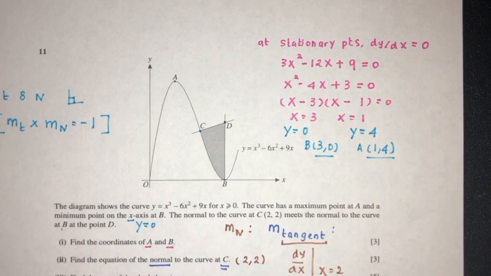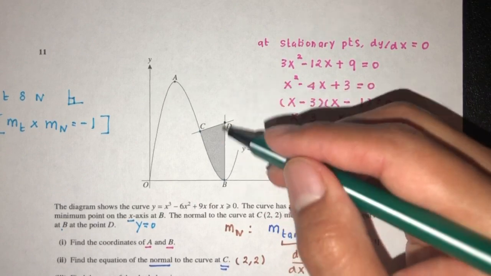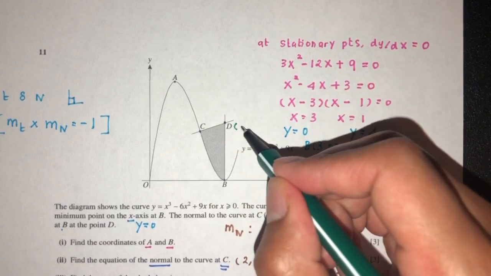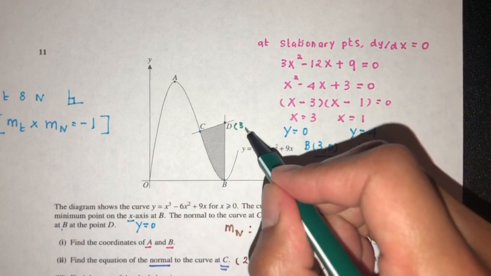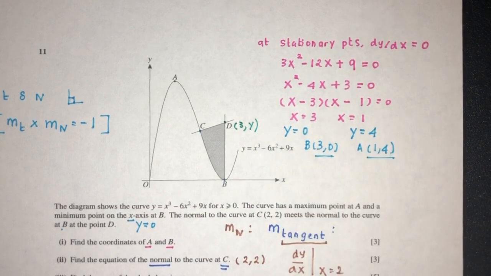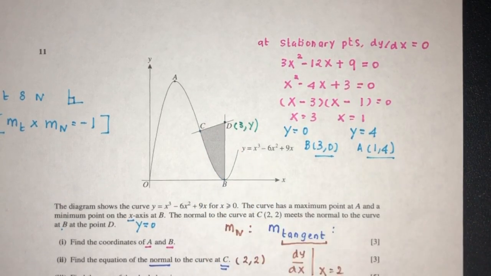Now we know that the point D, the line BD is vertically upwards, as we can see here. We know the x value of D will have to be the same as B, which is 3. So what is the y value? Let's find out. Replace the value of x in this equation here to find the value of y.